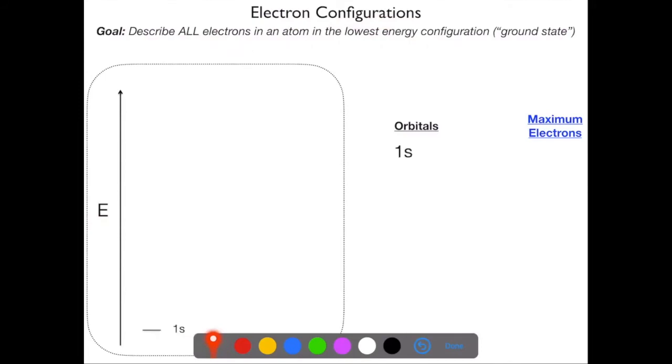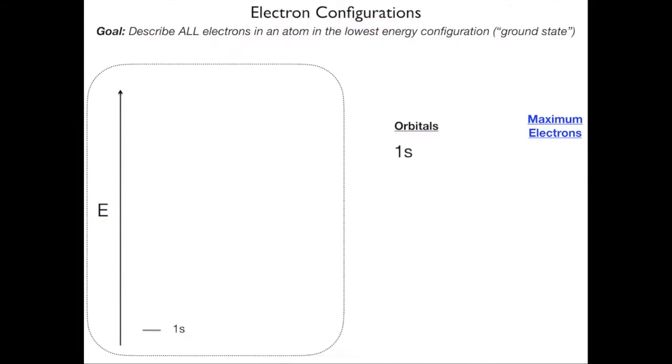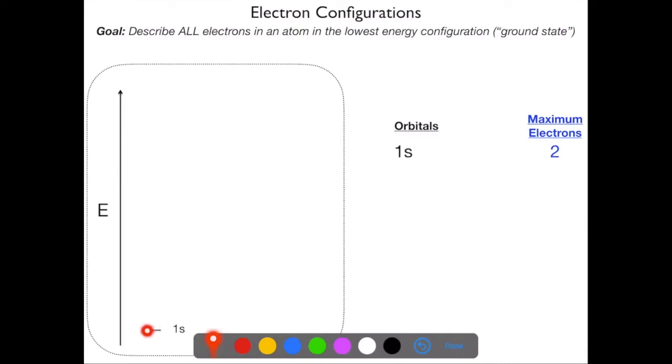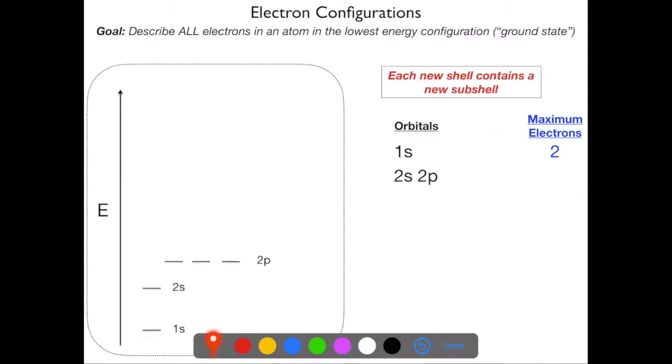So the lowest energy orbital is the 1s orbital. There's the first shell of electrons. The only thing present is an s orbital, and the first shell can hold 2 electrons because there's one orbital, right? And that orbital can hold 2 electrons. In the second shell, there is now a 2s orbital, and there are 3 different 2p orbitals. So now we can hold 2, 4, 6, 8 electrons in the second shell.